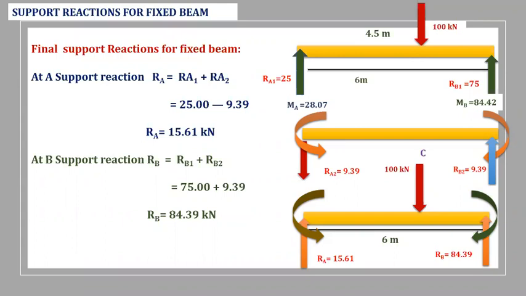Now, at A support reaction, RA equal to RA1 plus RA2, 25 minus 9.39. So that is 15.61, the final support reaction related to the fixed beam. At B, the support reaction equal to RB1 plus RB2. RB1 is 75, RB2 is 9.39. So final RB equal to 84.39.